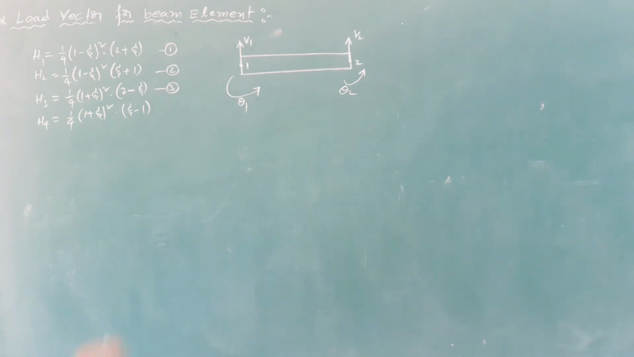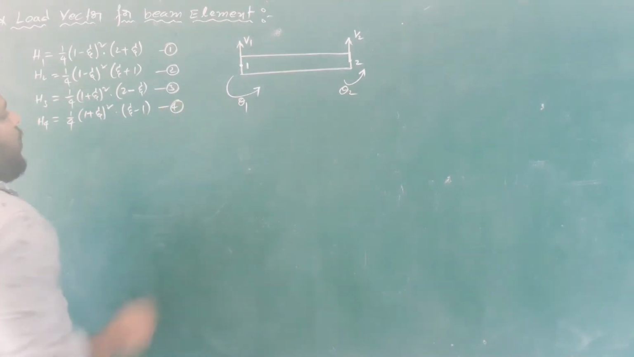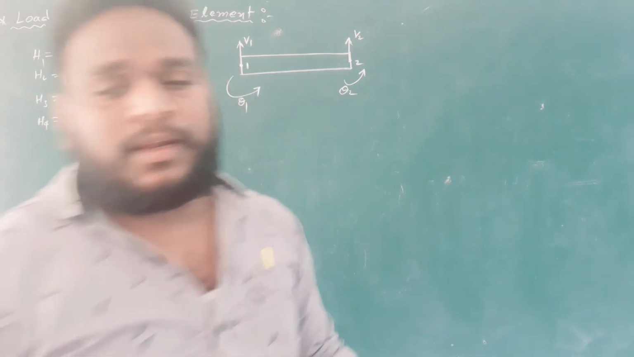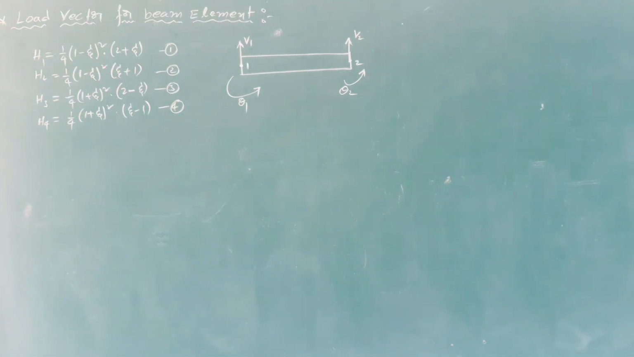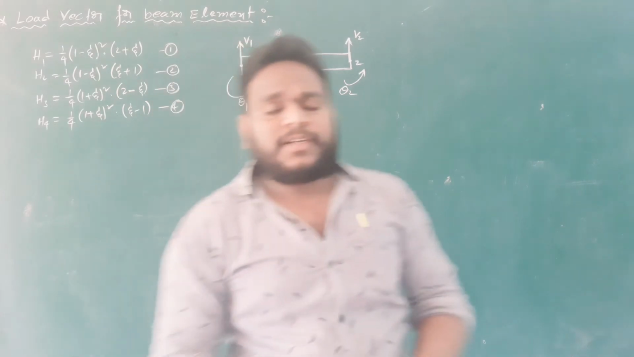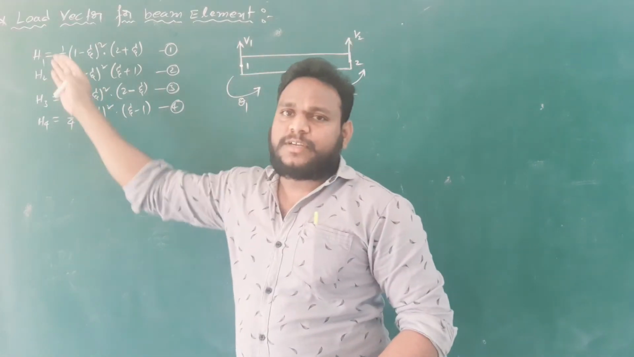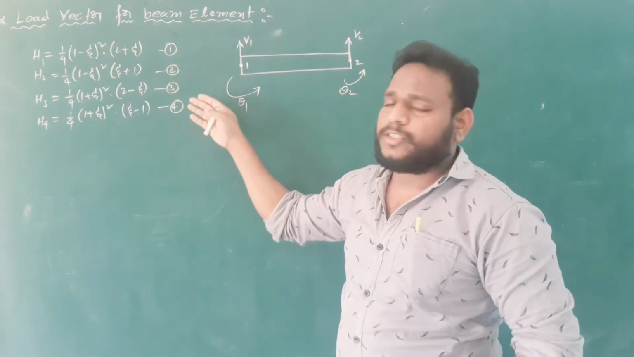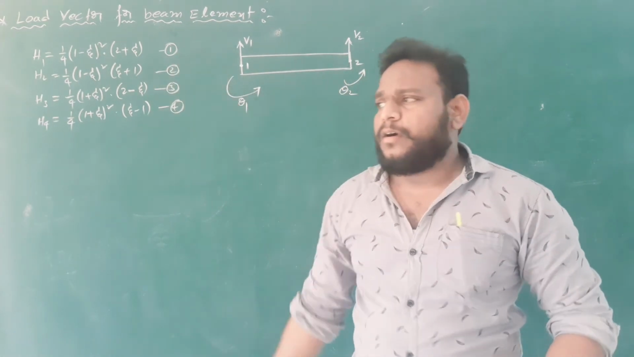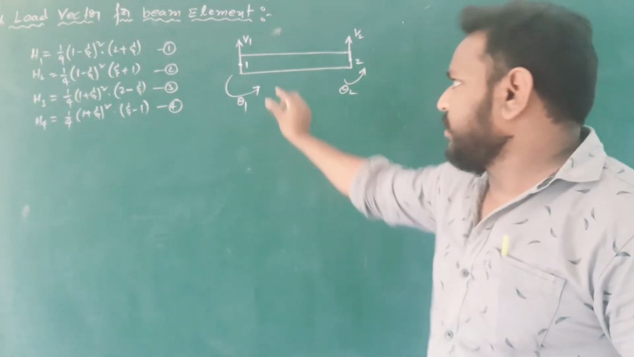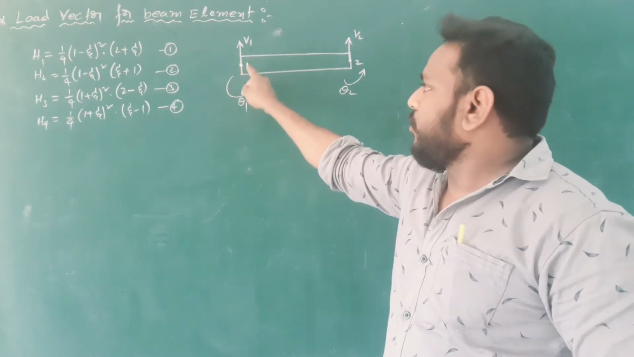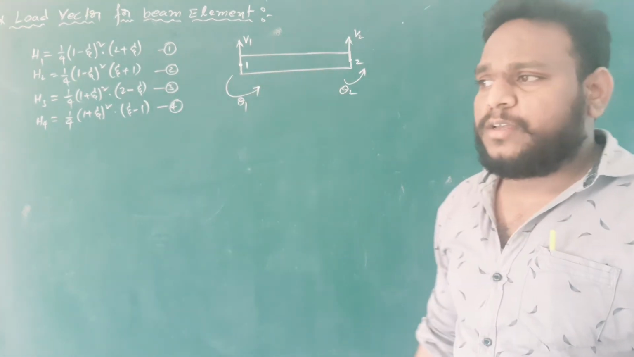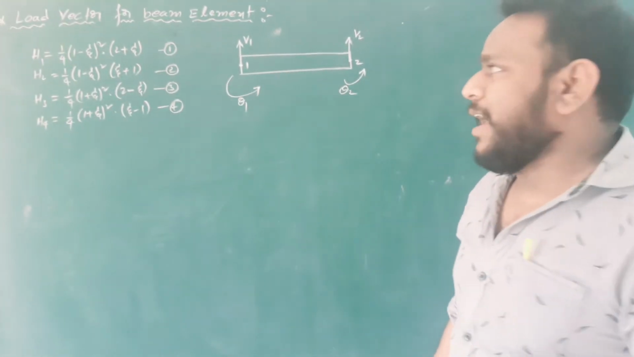I have already derived these shape functions. There is a link in the description. These shape functions we call Hermite shape functions. They are used for finding the nodal displacements. Each node has two displacements, one linear and another angular.